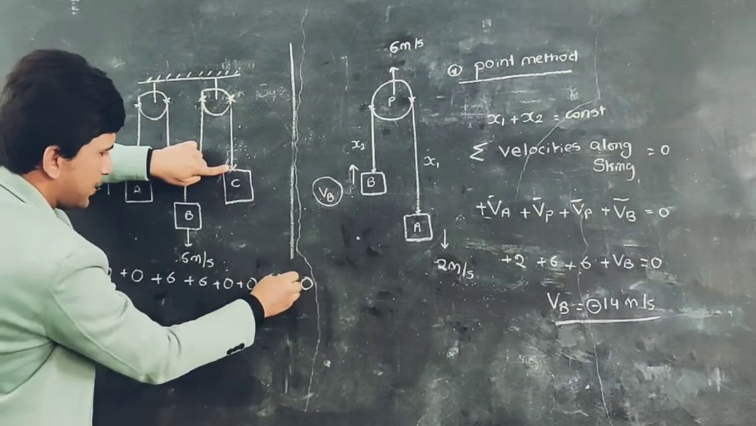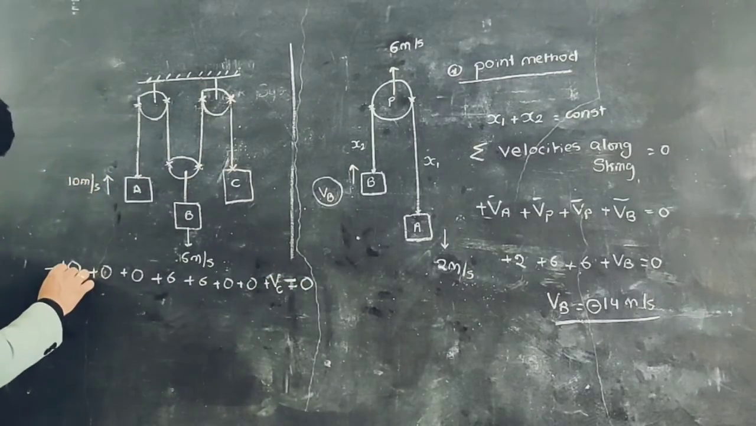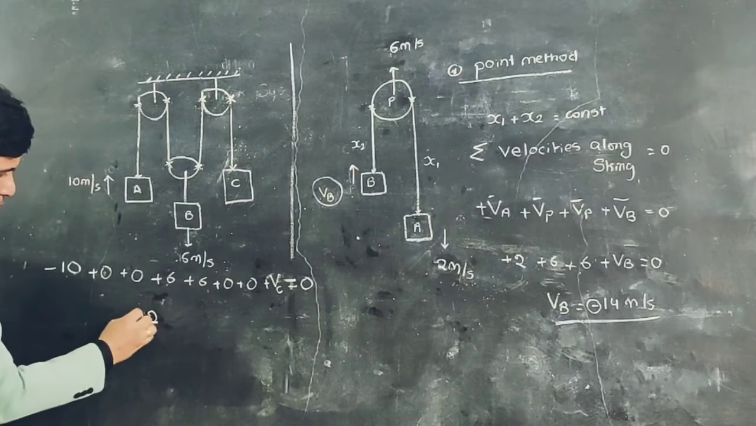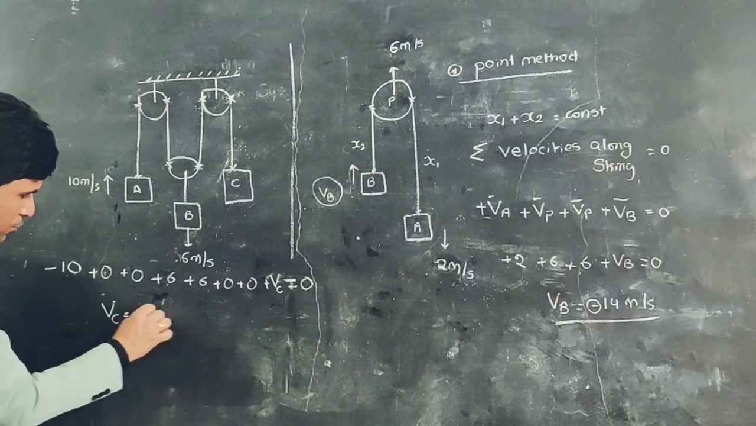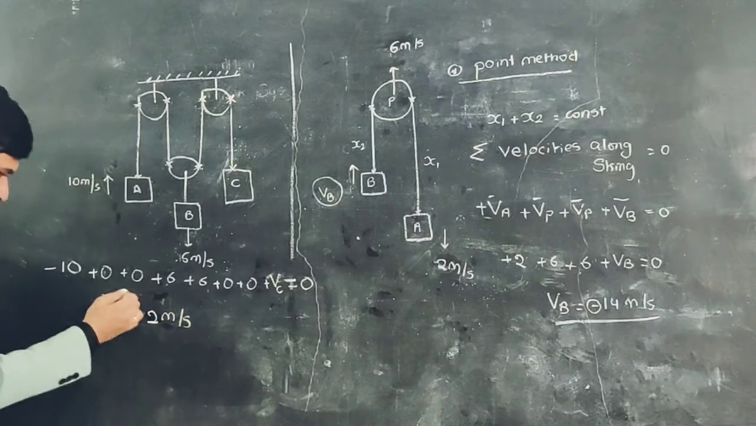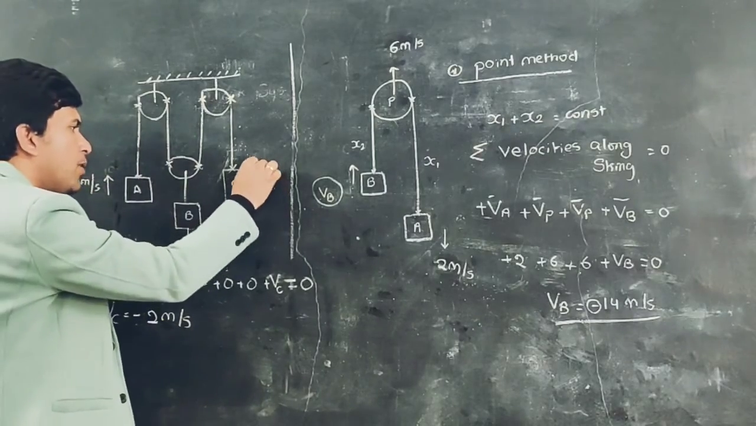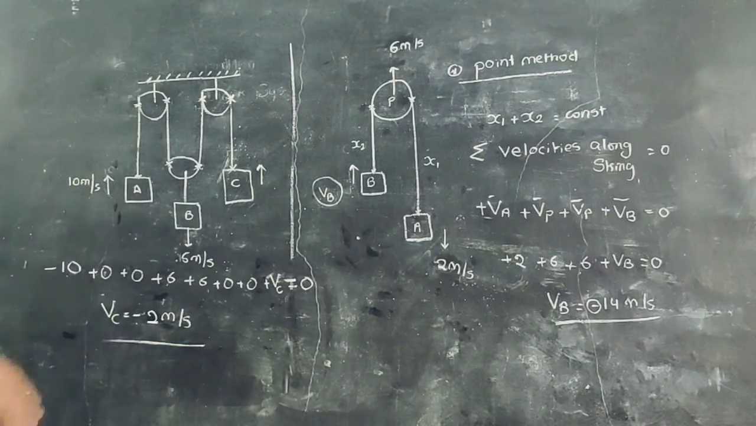Sum all of them. You need not know whether it is positive or negative. The answer will automatically show it. Minus 10 and plus 12. So the answer is 2 plus Vc. So Vc is equal to minus 2 meter per second. What does this minus signify? Minus means it is trying to compress. That means this is trying to move upward with 2 meter per second. Now you can pause the screen and note it down.